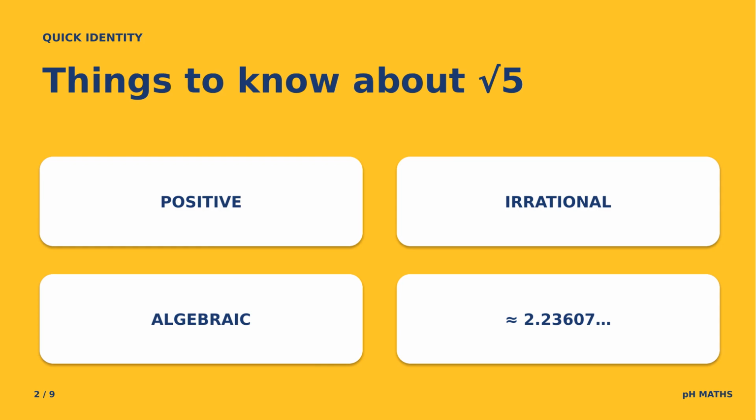Quick identity check. Root 5 is positive. Root 5 is irrational. Root 5 is algebraic. It solves x squared equals 5. And as a decimal, it's approximately 2.23607. 2.23 is a useful working value for sense checking. Root 5 sits just above 2 and just below 2 1/4. That gives a quick mental sanity check.